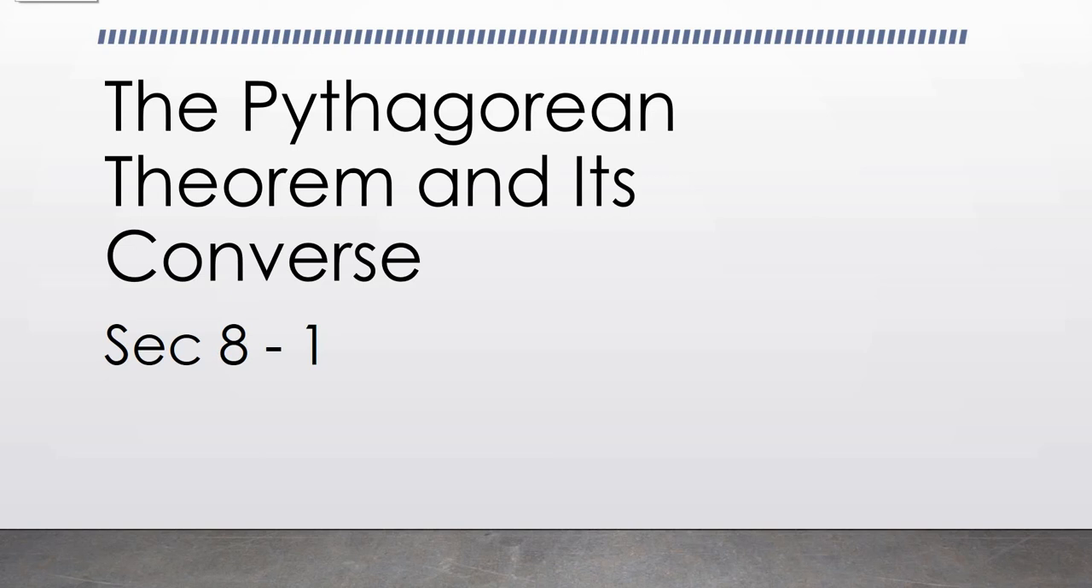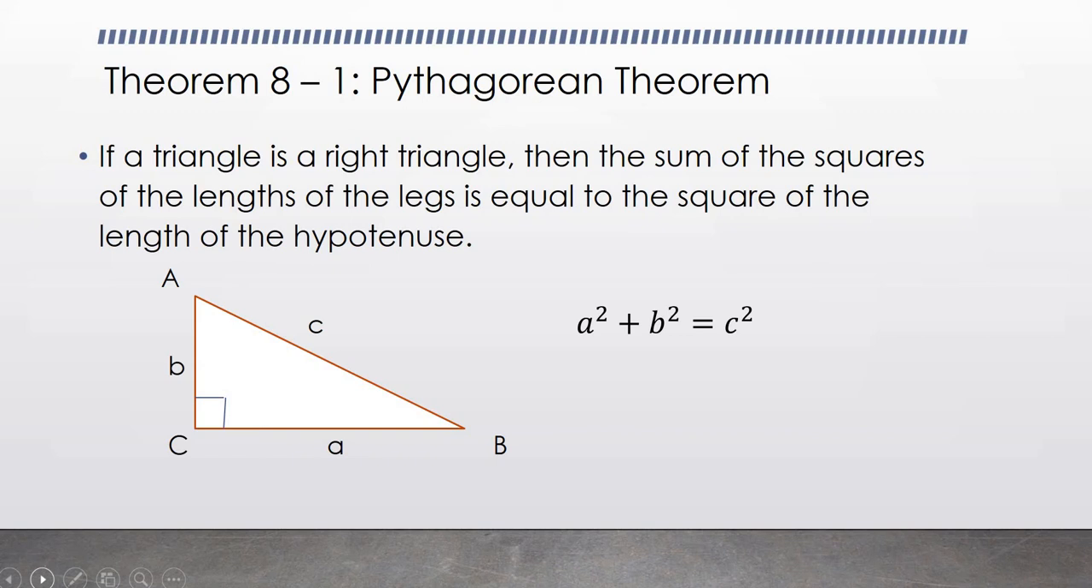Okay, section 8.1 is the Pythagorean theorem and its converse. You should be familiar with this. We're going to do a couple new things with it. So the Pythagorean theorem: if a triangle is a right triangle, then the sum of the squares of the lengths of the legs is equal to the square of the length of the hypotenuse.